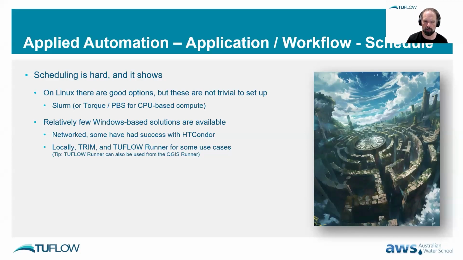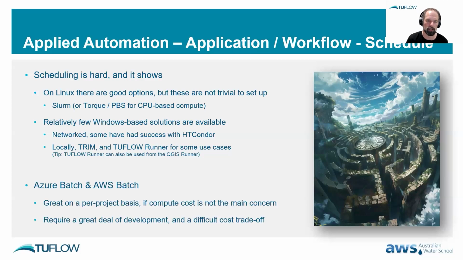There's relatively few Windows-based solutions. We've had some success with HTCondor, and I know of some other companies that have continued to use it, and they like it for scheduling jobs across the network. If you're only trying to do stuff locally and schedule model runs without writing the automation yourself, Trim and TUFLOW Runner are worth looking into. And TUFLOW Runner can even be used from the QGIS runner directly, but obviously that only works on your own local machines. So that tends to be useful in the development stage, but not so much for scaling up.